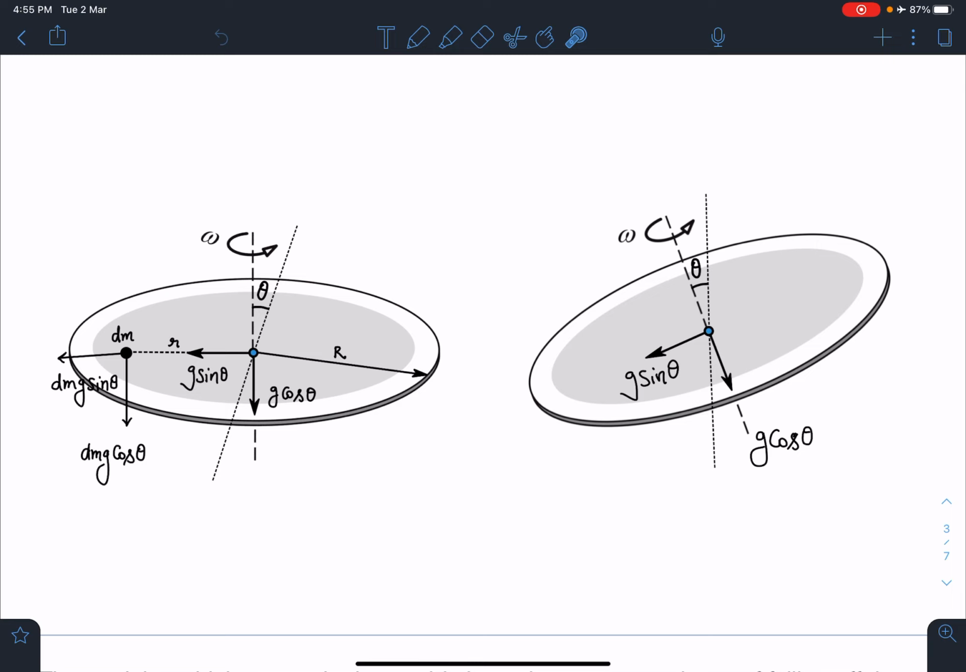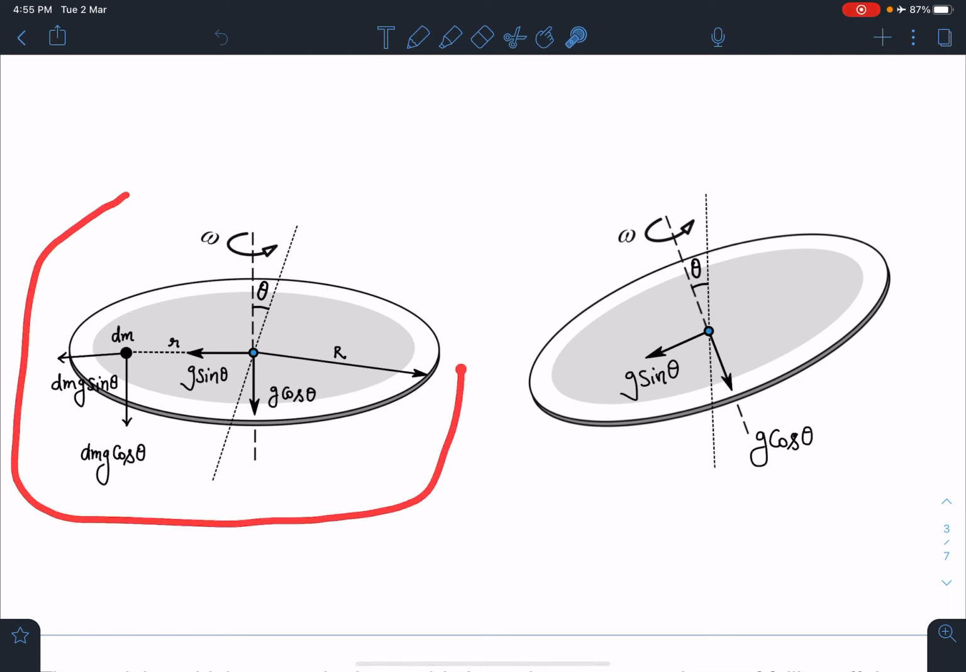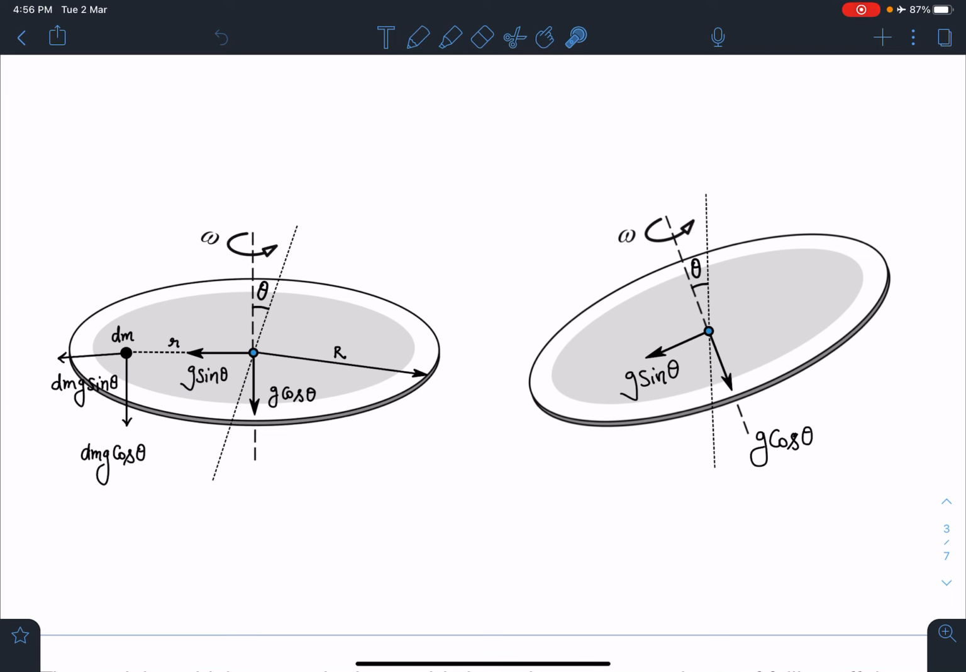Since acceleration due to gravity is vertically down, along the surface of the disk, a component of g sine theta will be present, and perpendicular to the plane of the disk, it will be g cos theta. So I'm just going to rotate this diagram slightly, because we are more comfortable solving problems in this kind of diagram. So now this vertical component is g cos theta, and along the surface it is g sine theta, which is towards the left part.